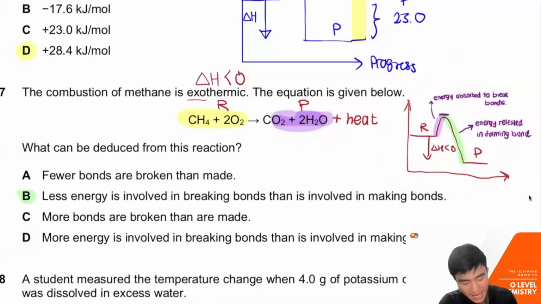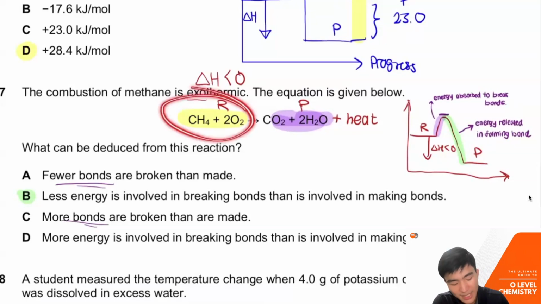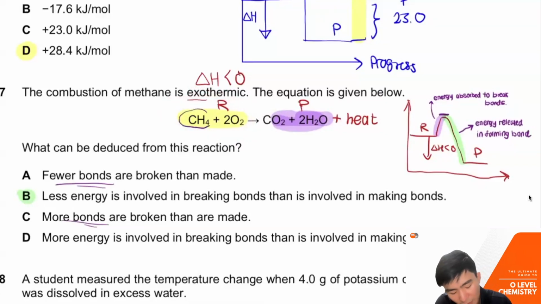Now I'm going to prove to you that options A and C are incorrect. Fewer bonds are broken than made. More bonds are broken than made. How do we count the bonds that are broken and made? We need to first draw the structures. Can you see in the CH4? The CH4 looks like this.